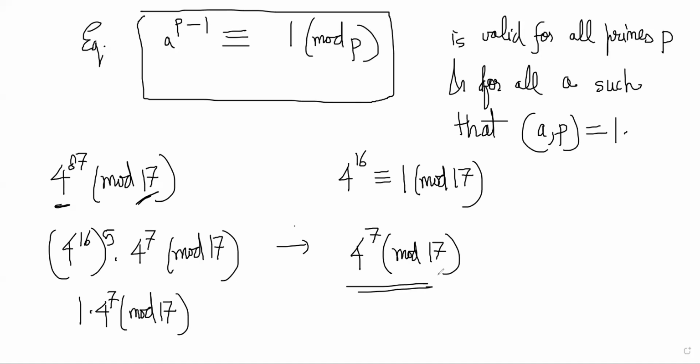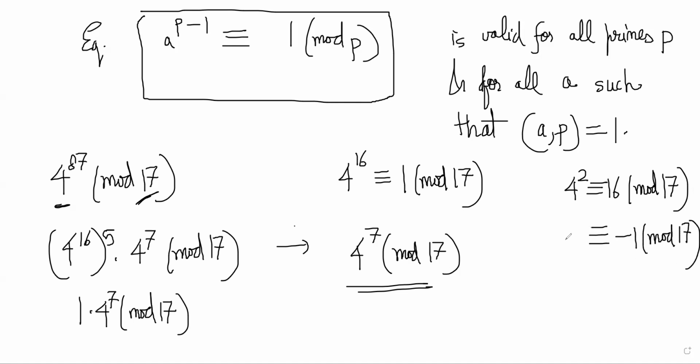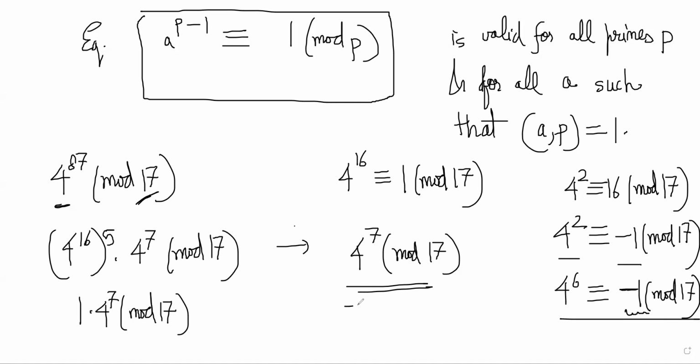Now, how do we do 4 power 7 mod 17? You have to realize that 4 square is equal to 16, which is congruent to minus 1 mod 17. So 4 power 6 will be congruent to minus 1 mod 17, because we can take the cube on both sides here. So if 4 power 6 is congruent to minus 1 mod 17, 4 power 7 will be congruent to minus 4 mod 17, which is basically 13 mod 17. So that is how you apply Fermat's theorem in different problems, right?